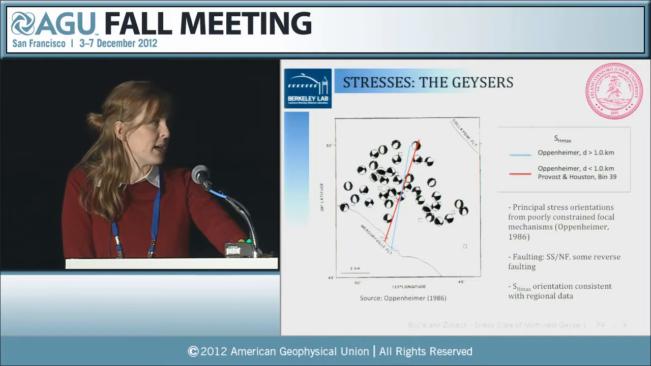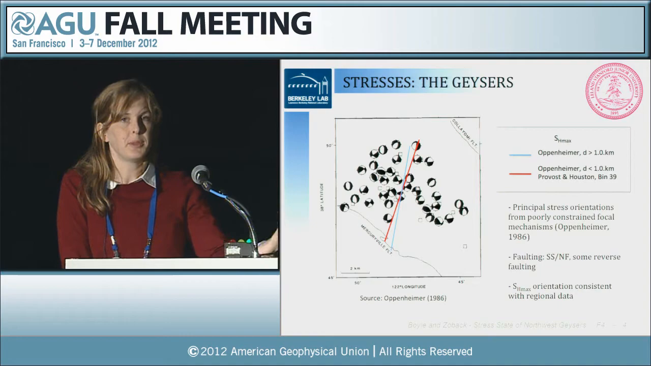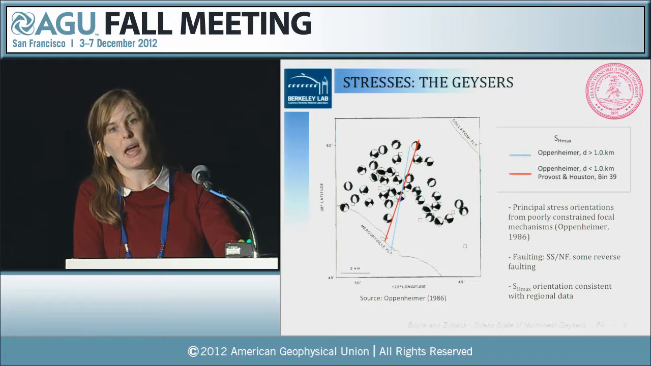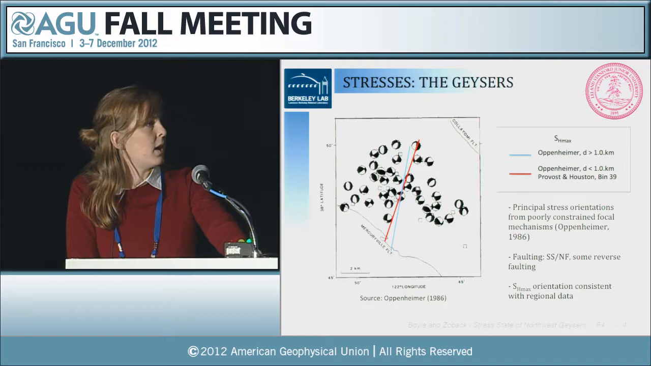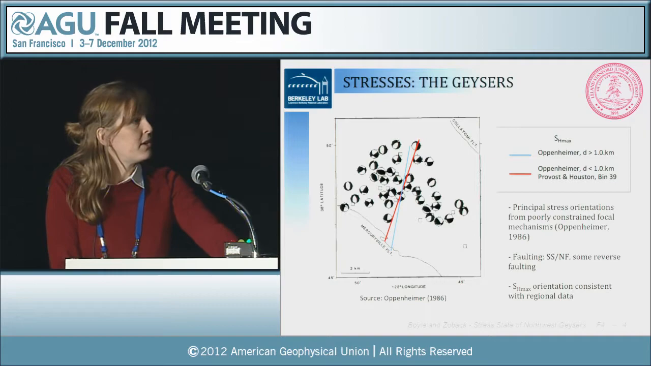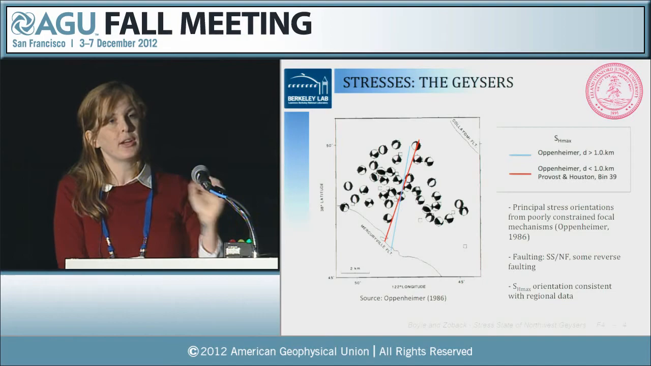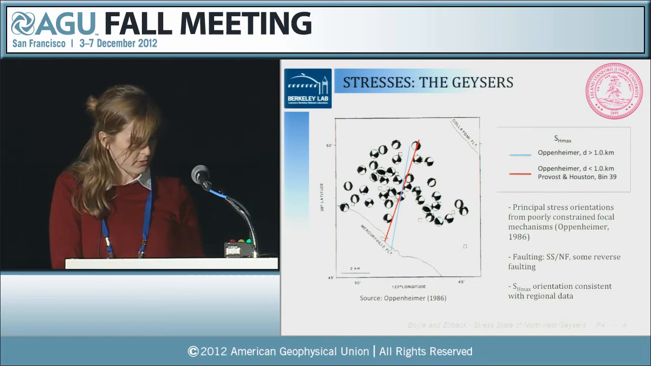But both of these, the basic idea is a north-northeast orientation of SH max. I'm calling these mechanisms poorly constrained only because the network capabilities back then were so limited that there was a lot of uncertainty in these mechanisms. But the findings were that the faulting regime was one of combined strike slip and normal faulting with some limited reverse faulting mechanisms showing up in the data. And again, this SH max orientation is consistent with other SH max orientations obtained in the coast ranges and east of the San Andreas Fault.